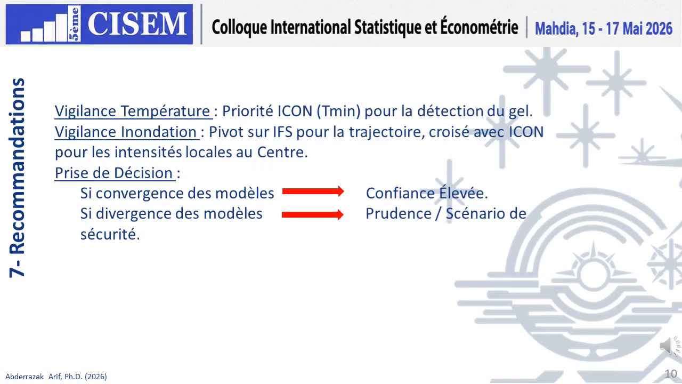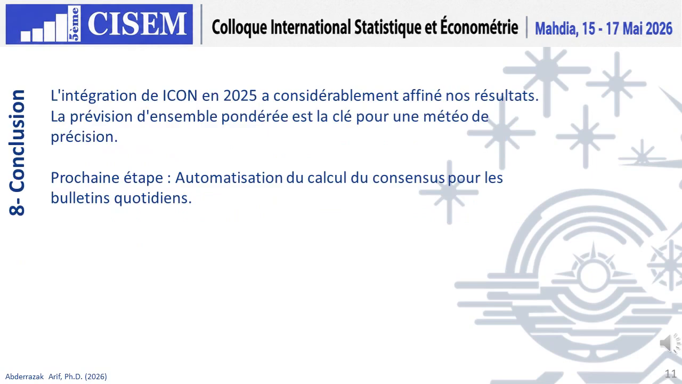Operational recommendations, temperature monitoring alerts: the ICON model is our primary reference, specifically for the critical detection of frost events. Flood forecasting: our strategy pivots on the European IFS model, integrated with ICON's rainfall accumulations, to better capture local intensities in the central region. Decision-making framework: model convergence, high confidence. Model divergence, caution/safety scenario. Conclusion: ICON integration.